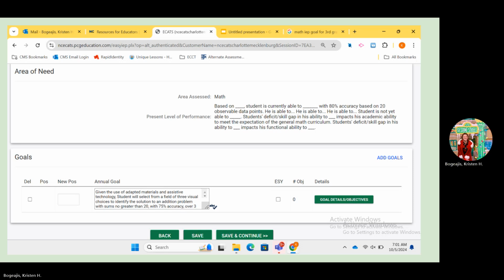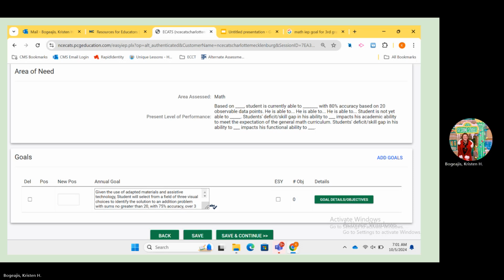So you're going to say, just as an example, the student is not yet able to solve addition problems with sums no greater than 20. That just links back to my goal. So you're going to say what they cannot do, and then you're going to insert an impact statement. So you have your deficit statement, and then you're going to write an impact statement based off of what you're saying they're not able to do.